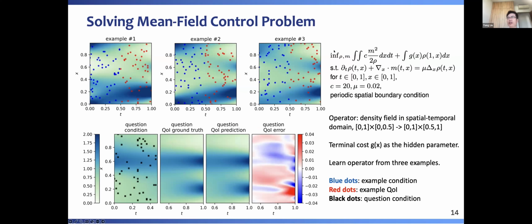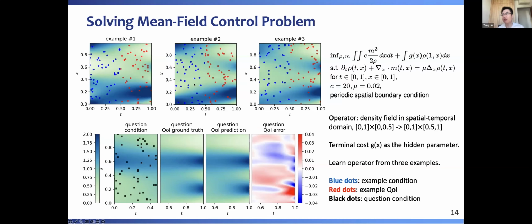So this is like a mean field control problem. Basically, you try to solve this problem, and here the operator is the density field in the spatial-temporal domain. We try to map from here to here, here to here, and here to here, and here to the terminal cost G. The terminal cost G here is a hidden parameter.